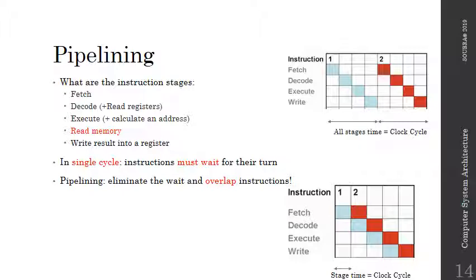Question: with the pipelining paradigm, do we have risks? Do we have some limitations? Could something go wrong? Well, the answer is yes.